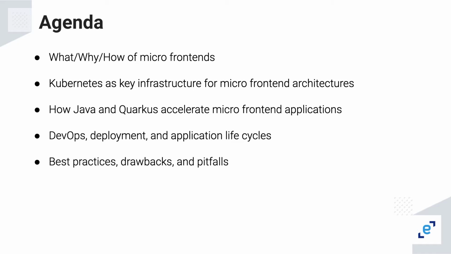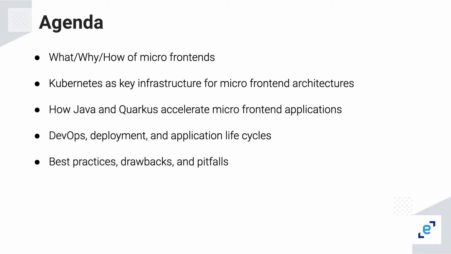We'll follow that by understanding how Kubernetes provides key features for delivering on micro-frontends. Then we'll take a look at how Java and Quarkus in particular can accelerate application development and delivery for micro-frontends. Finally, the presentation will provide some best practices to think about when building your micro-frontend architecture.